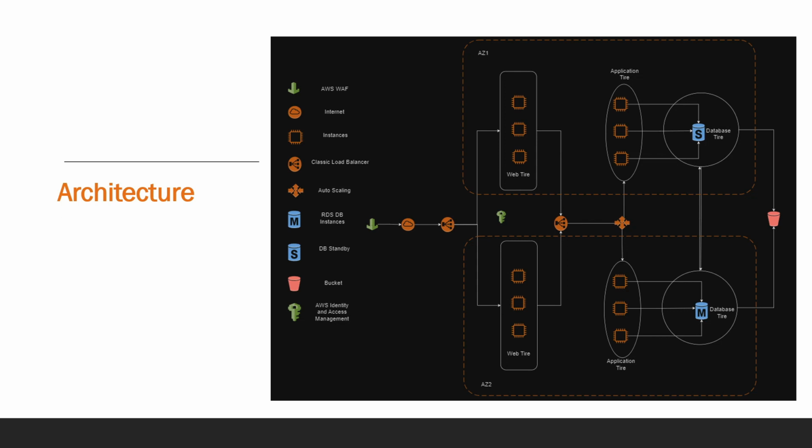In our architecture, it includes the AWS web application firewall, and then we have the internet, and then there are like 6 instances for the web tier and application tier. We use these instances with the classic load balancer and then auto scaling. And then we have two databases. One is the main database, and the other one is standby. If the main database is full, the standby is going to be the backup. And then we use the bastion and IAM for the security things.